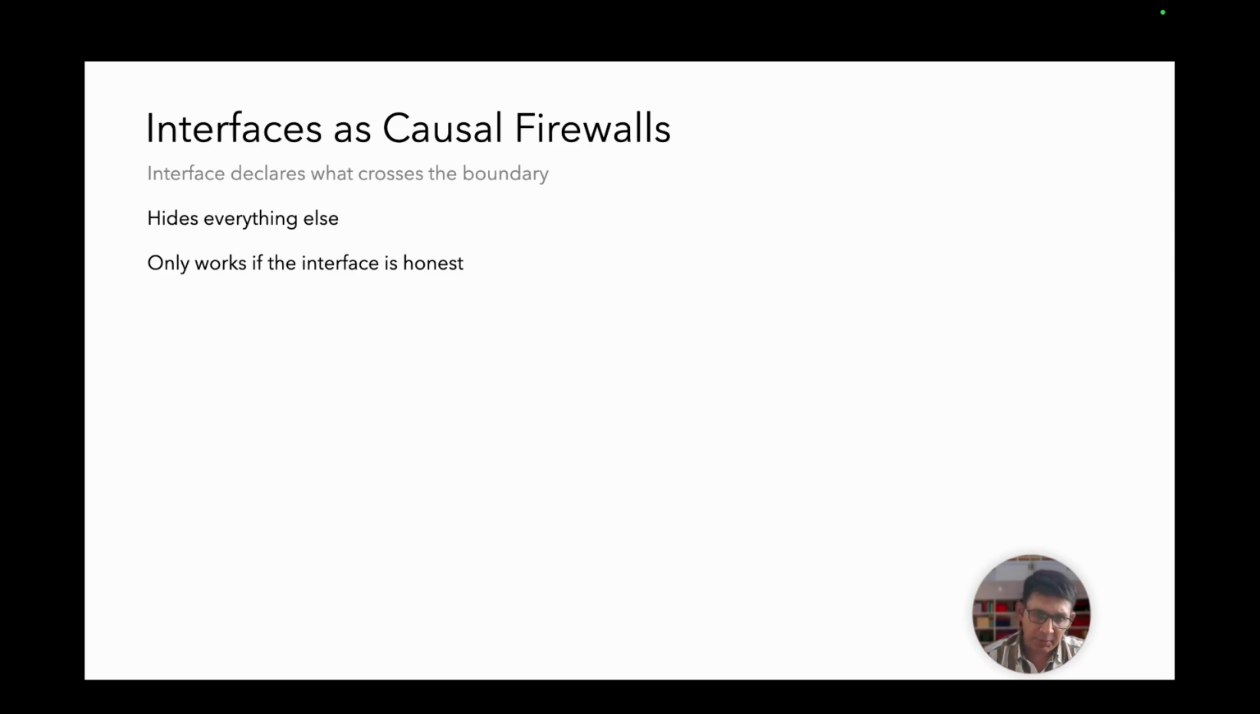Now, there's another thing called separation of concerns, which is used very frequently, and it's usually explained as organizing code by responsibility. But the deeper principle is causal separation. That is, you are ensuring that different causal chains don't entangle.